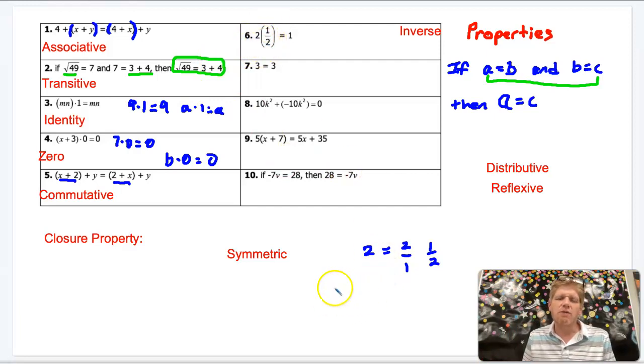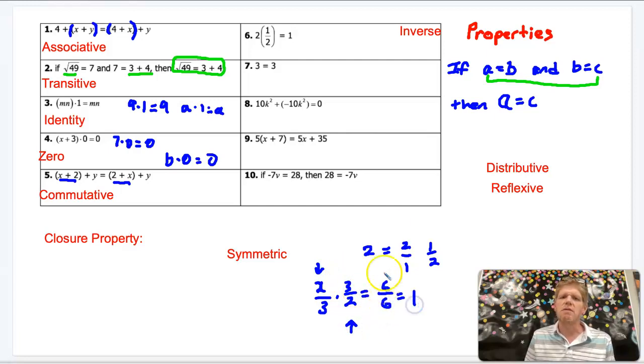So if I was to take, for example, 2/3, 2/3 times 3 over 2, I've multiplied 2/3 by its inverse, right? I flipped it upside down. That gives me 6 over 6, which is 1. That is the inverse property. Anytime you multiply a number by its inverse, or a term by its inverse, then you will get 1.